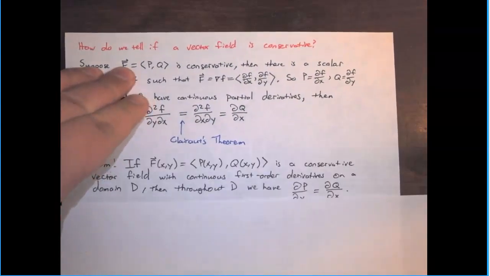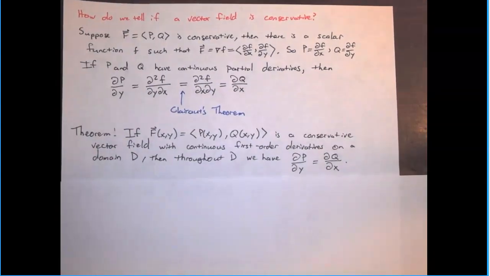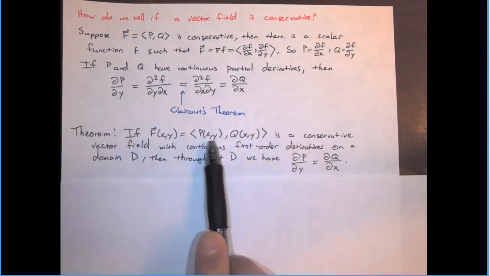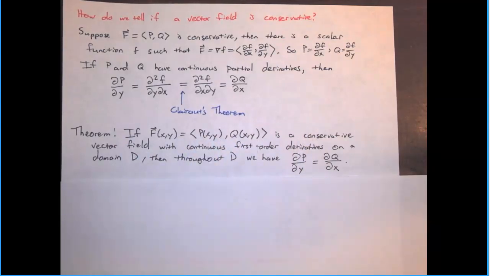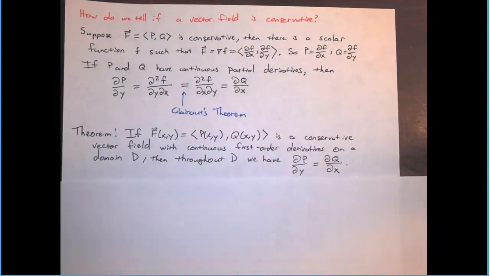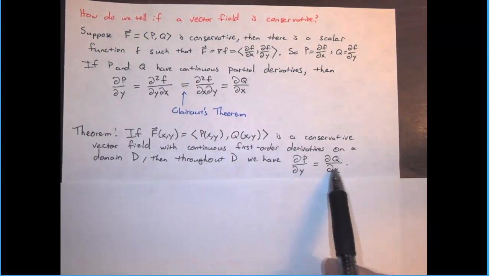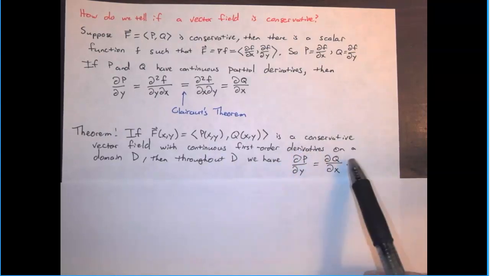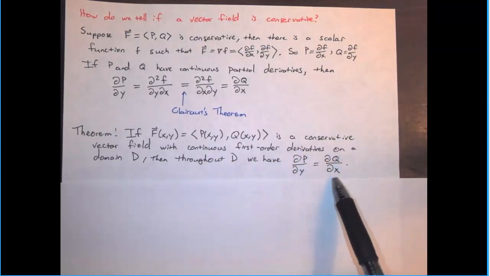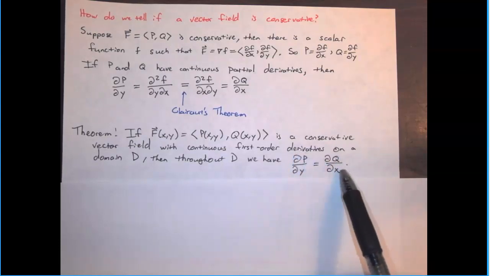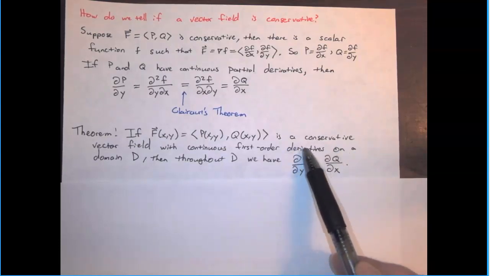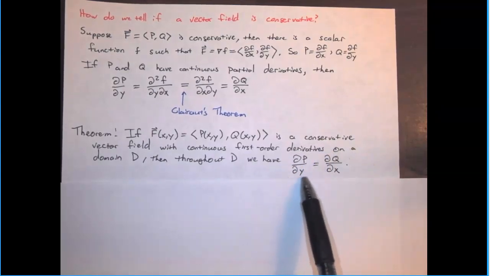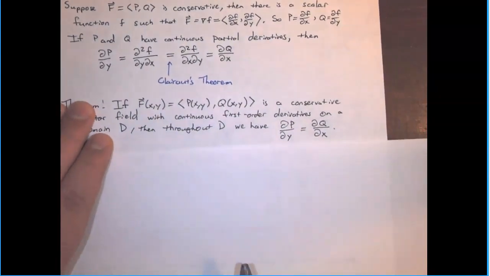Okay, and that's what is summarized in this next theorem. So we have to have that this is conservative. These component functions have continuous first-order partial derivatives throughout some domain D. Then in D, we have this relationship. The partial derivative of the first component with respect to the second variable is equal to the partial derivative of the second component with respect to the first variable. So you can see things kind of correspond diagonally. This is the first component, this is the first variable. This is the second component, this is the second variable. So this was for a two-dimensional vector field.